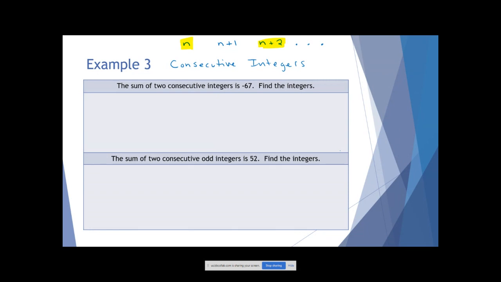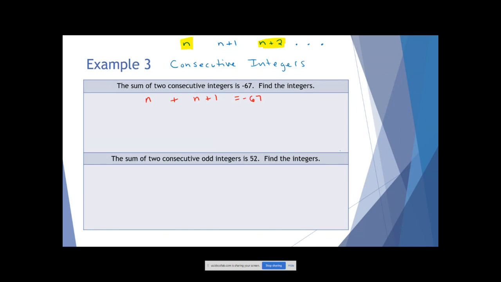So first one, the sum of two consecutive integers is negative 67. So that is negative 67, gives me equals negative 67. I have the word sum, but there's no "and" here because they're indicating it with two consecutive integers. So we always start with n. So I have n plus, because sum is addition, and then the next one is n plus 1. So you'll look in my blue, consecutive integers: n, n plus 1, n plus 2. So if there's 2 of them, you have n and n plus 1. If there's 3 of them, it's n plus 1 plus n plus 2, and so on.